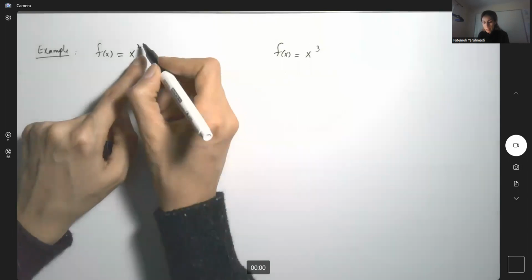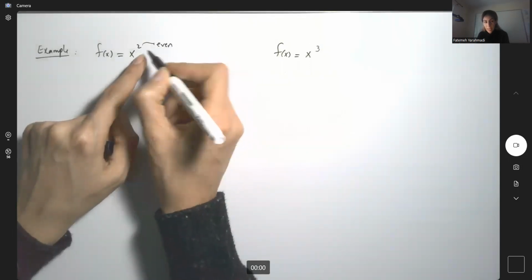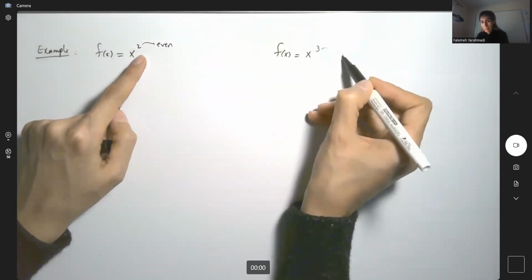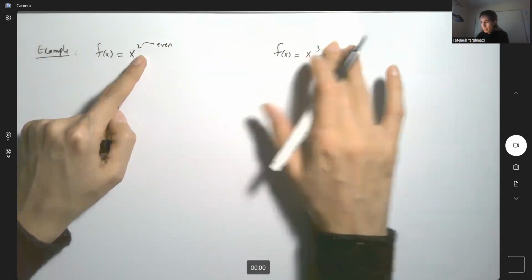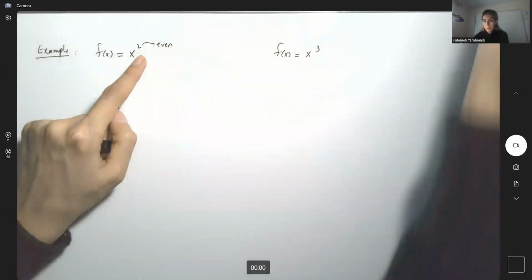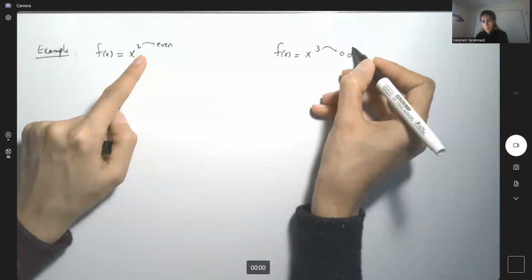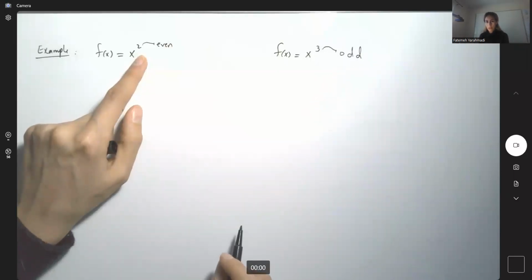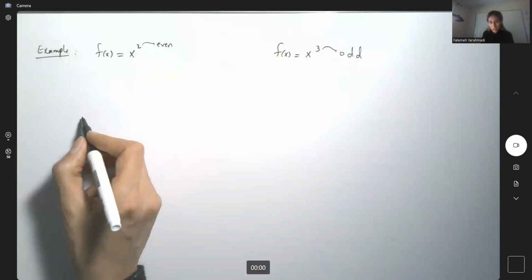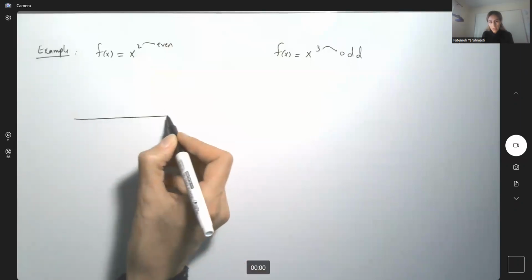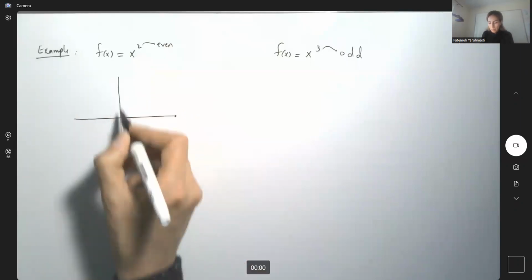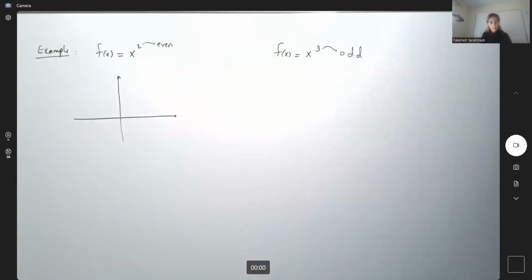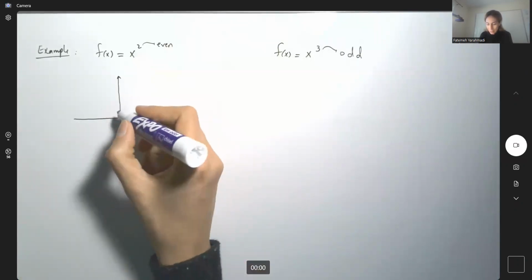You have an even exponent, and here you have an odd exponent, all right? An odd exponent. So remember the graph of this function. This is just x squared. You have a parabola that touches the x-axis at the origin.